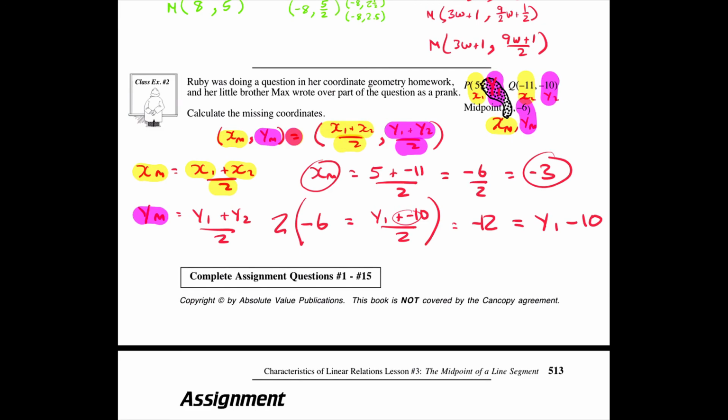Now I just want to add 10 to this side and add 10 to that side, with the goal of isolating that variable. Negative 10 plus 10 makes 0, so that's gone. On the right side we still have the y1, and on the left side we've got negative 12 plus 10, which is negative 2. So in this case, our y1 value is going to be negative 2.